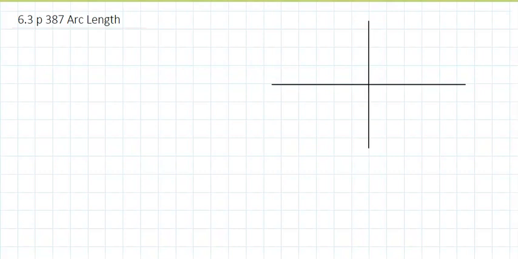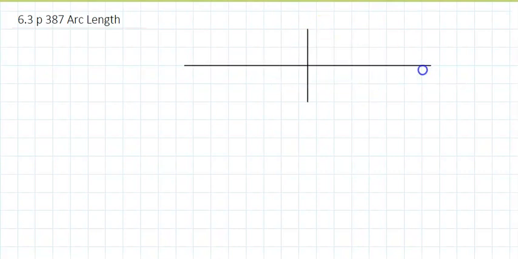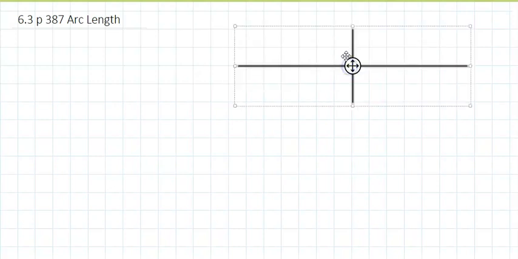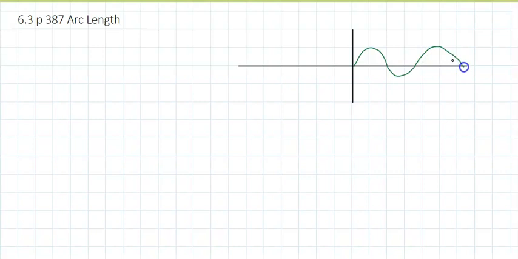So section 6.3 is on page 387, talks about arc length, a very important idea that we need to really get down and grasp. Suppose I would like to find the length. Let's pick something that changes, sine will do, or cosine, it doesn't matter. So let's say you're looking at something that keeps on changing non-stop. It doesn't have to be a sine, it could be anything. But the point is, let's say I want to find this length from A to B.